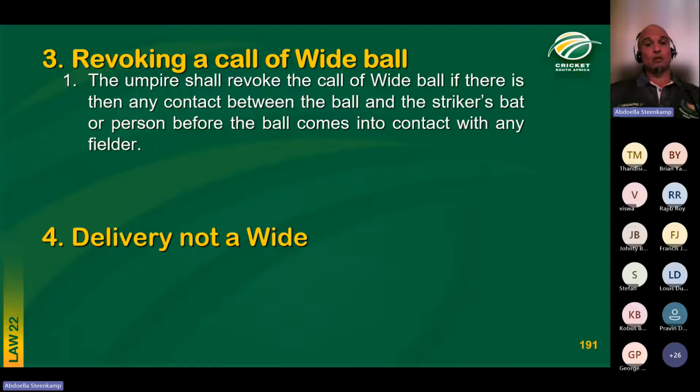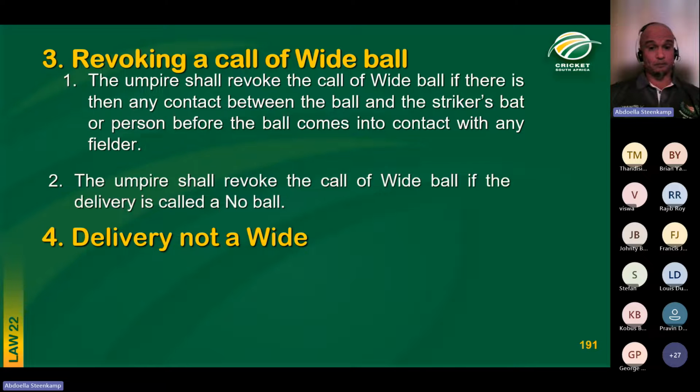That's also why I shouldn't be calling it too quickly, because the law allows you to revoke your call of wide ball if there's been contact between the ball and the striker's bat or the striker's person. Like in my example, I would call and signal wide ball loudly. Meanwhile, the batter played a late stroke down to third man for 4. I had to revoke my call of wide and then signal 4 to the scorers.